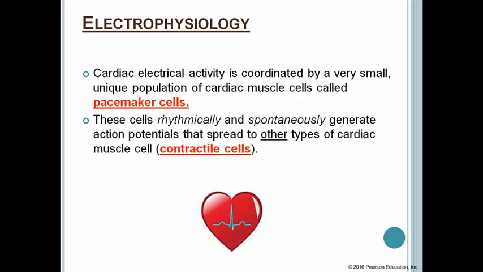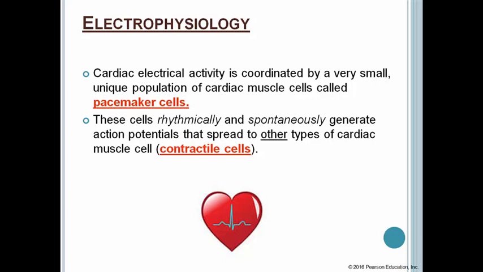As far as the coordinated activity under electrophysiology, we know that there are certain cells that set the pace of the heart. So they're considered to be cardiac muscle cells, but because of their coordinated activity of allowing electrical impulses over the membrane, they're considered to be pacemaker cells. We know that there are other cells that will rhythmically and spontaneously generate action potentials that begin to interlock together, spread over other types of cardiac muscle cells, and of course they're designed to contract and relax. So these are known as the contractile cells.